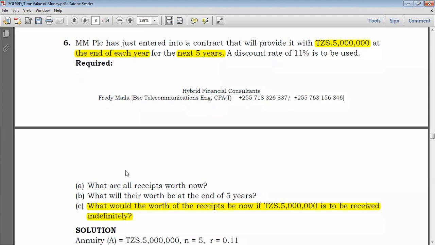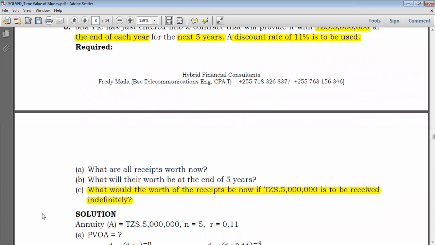So for parts A and B, you'll use an annuity. But for part C, we are told that it is to be received indefinitely. If you receive something indefinitely, that means not just 5 years, 6 years, 7 years, a million years, but infinite years. So this will be a perpetuity. Now you're told a discount rate of 11% is to be used. What would be the worth of the receipts now if 5 million is to be received indefinitely?